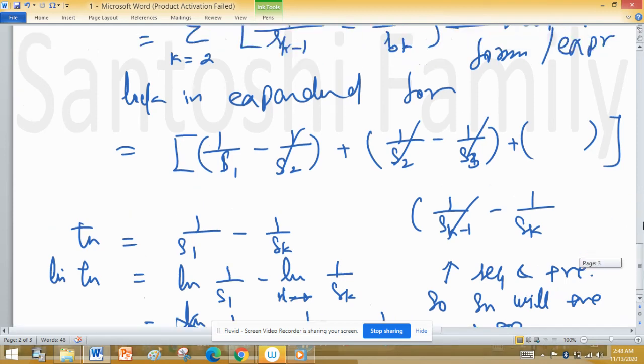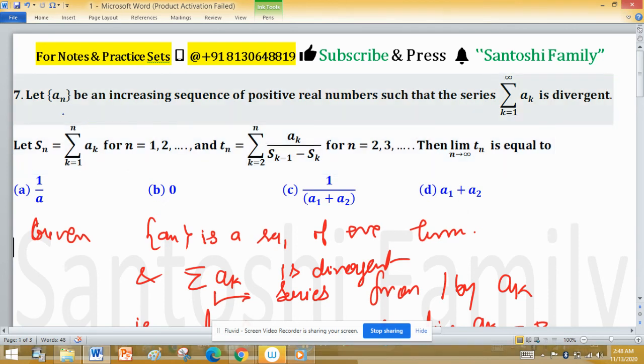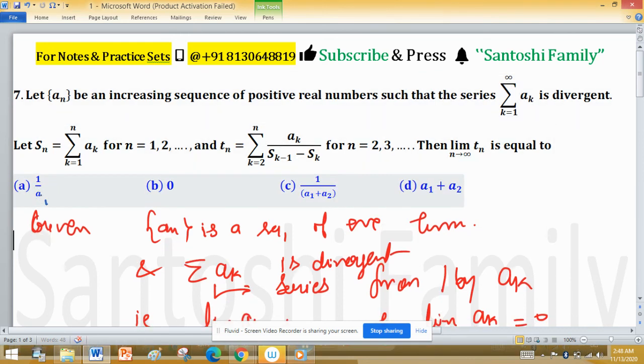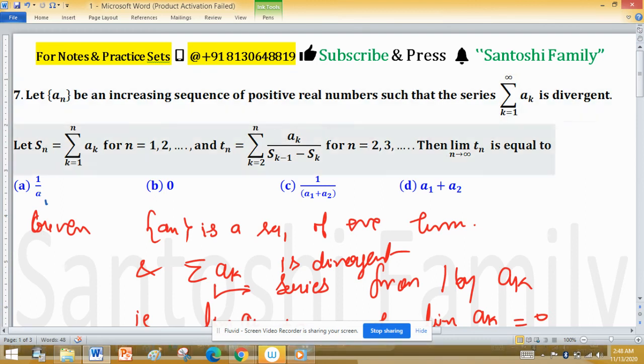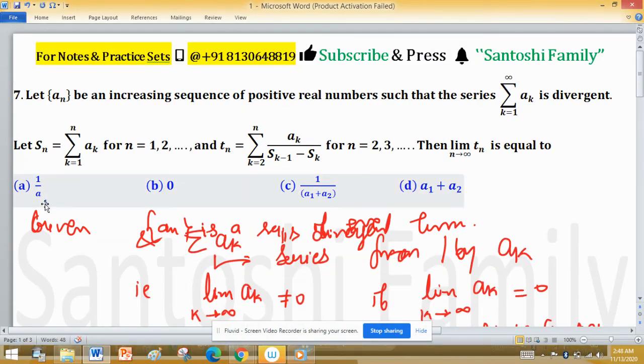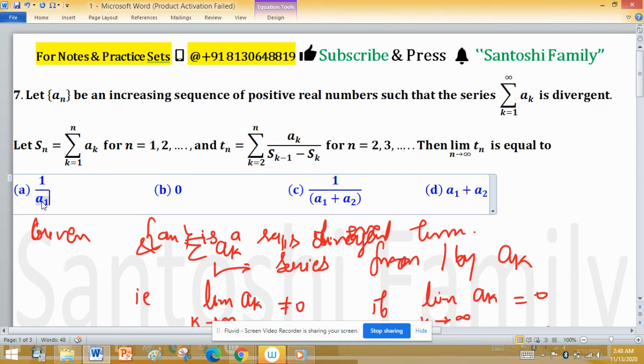Now we look at the options. 1 upon a1, where a1 is just the first term. So option A, 1 upon a1. So option A is true here.